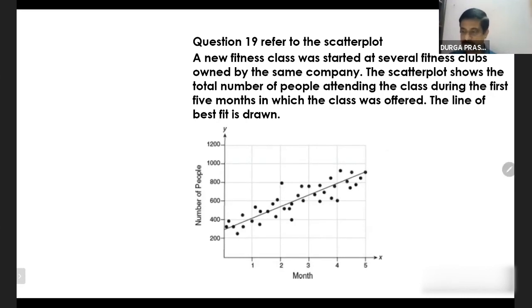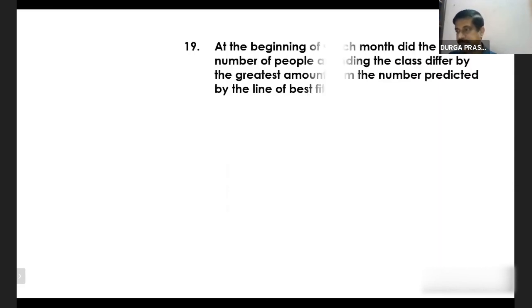Like on each scatter plot, there could be 4 or 5 questions sometimes. It doesn't matter whatever he asks, we should be able to find that out. Look at that. At the beginning of which month did the actual number of people attending the class differ by the greatest amount from the number predicted by the line of best fit?